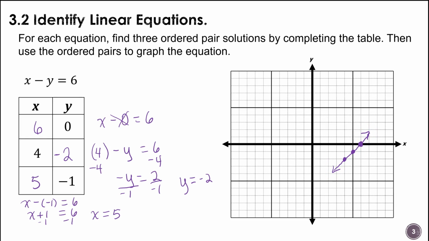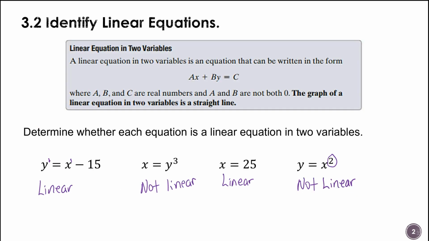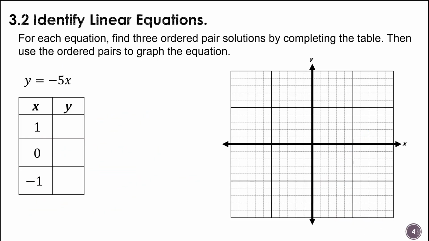All right, next. On this one, we have noticed that everything chosen was an x, which makes sense because this says y equals negative 5 times x. So this is going to go very quickly because each time we're going to have negative 5 times a number. On the first one, we're going to have negative 5 times 1, and that's just negative 5.